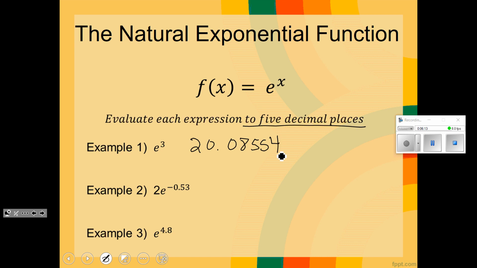Okay. So what do you get when you put in number 2? Levi, what do you get when you put in number 2? You got, everybody agree with that? 1.17721. Okay, how about e to the 4.8?